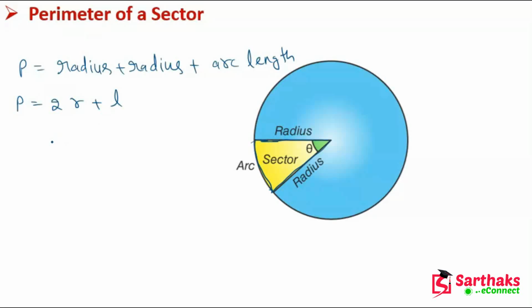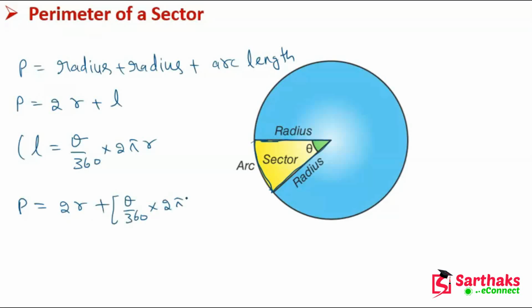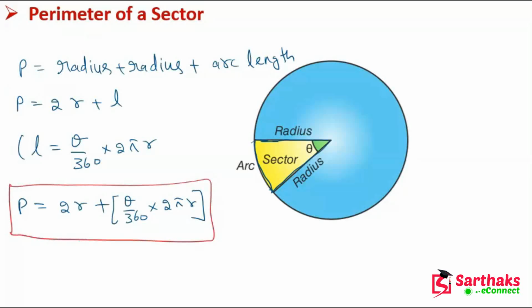Now my dear friends, we know that L is equals to theta upon 360 into 2 pi r. Now put the value in this, so we get perimeter is equals to twice of r plus length of arc, which is theta upon 360 into 2 pi r. So this is the perimeter of a sector. Okay, so now let's move on.